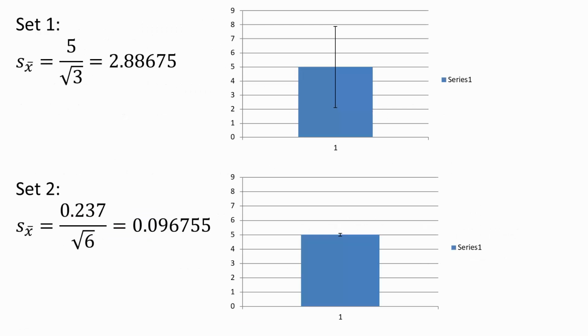And visually, if we were to look at it, we did 5 divided by the square root of 3 numbers, and we get this value. We said the mean was 5, but now our standard error is going to be 2.887. So up to here, up to here. However, with set 2, we had 0.237 for our standard deviation, divided by the square root of 6, since we have 6 numbers. This is our standard error, which is this small piece right here. And so that's pretty much what standard error of the mean can look like.